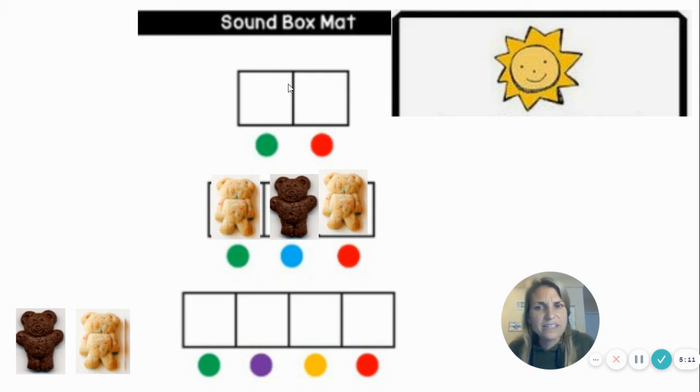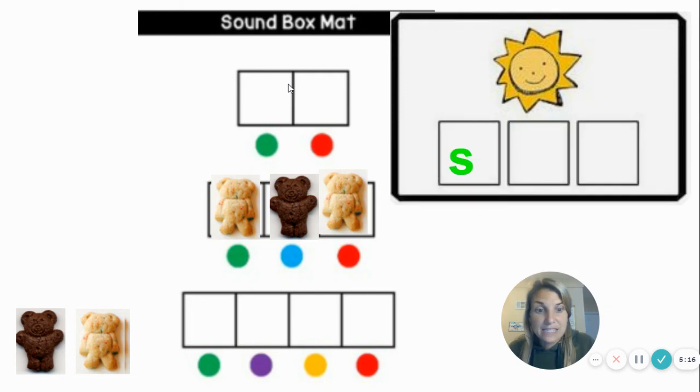What's the first sound in sun? S, that beginning sound. We wrote the letter S because the name of the letter is S. The sound is s. Okay, what comes next in sun? What letter makes the sound? U. All right, last one. What letter makes the sound? N. And that's all for today, friends.